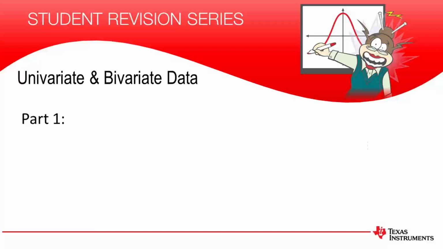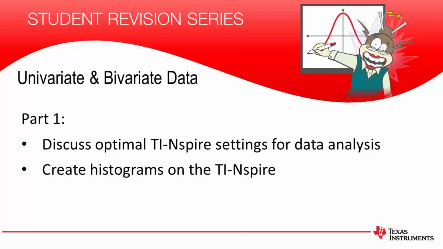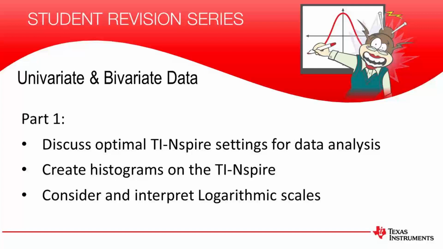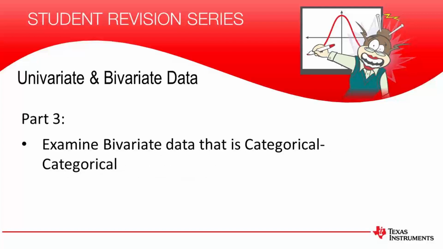Today's webinar is going to be on Univariate Data, but also there'll be a part on Bivariate Data towards the end. Part one, we'll talk about optimal TI-Nspire settings for further maths. We'll create some histograms and we'll consider and interpret log scales. Following that, we're going to produce some summary statistics, so the 5-figure summary for univariate data, and I'll show you how to create a useful notes page. And in part 3, we're going to look at some bivariate data that is categorical.